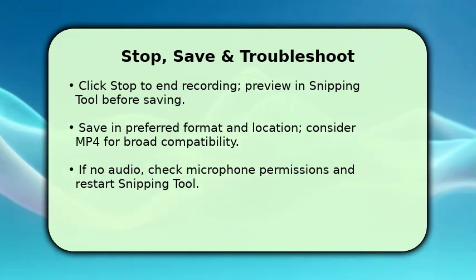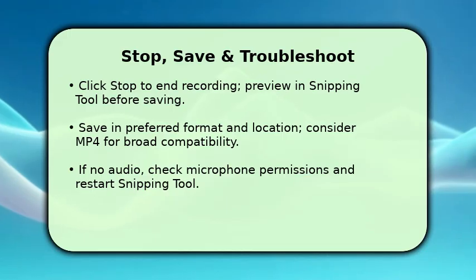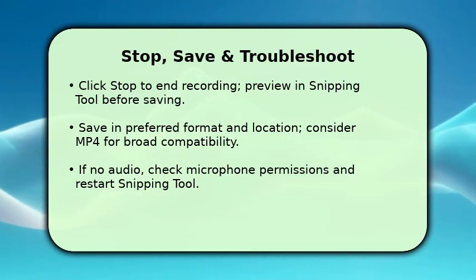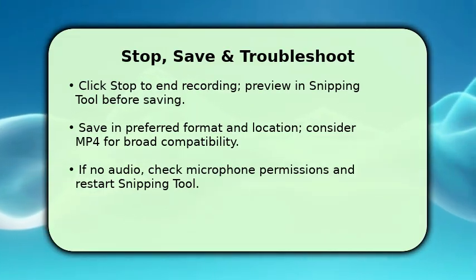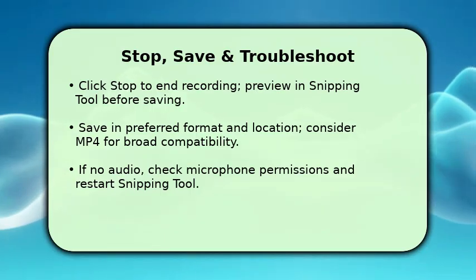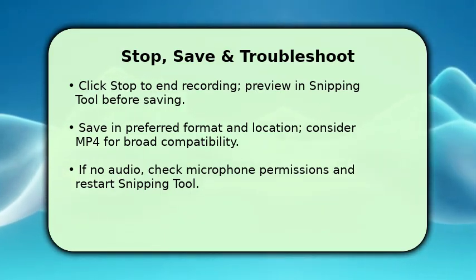If sound is missing, check microphone and system audio permissions for Snipping Tool, restart the app, and verify the input device in sound settings. If recordings are choppy, lower screen resolution or close background apps before re-recording to improve performance.